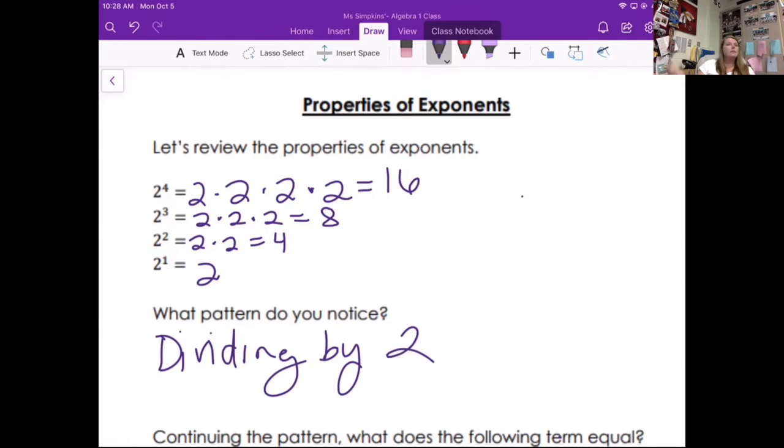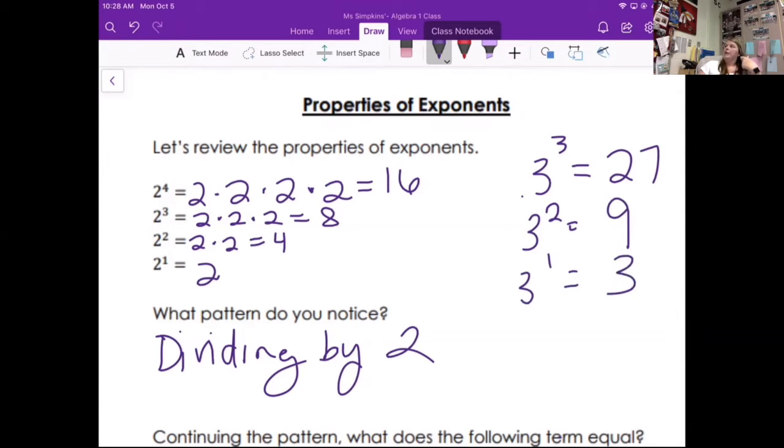So this isn't a question, but I just want to talk about this one. So if we have 3 to the 3rd power, 3 times 3 would be 9, times 3 again would be 27. 3 squared would be 9. 3 to the 1st would be 3. What are we dividing by this time? 3, right? Why do you think on the first one we're dividing by 2, but on this one we're dividing by 3? What's the difference between the two problems, Allie? The base is different. You're going to divide by whatever the base is. In that case, it was 2. In this case, it was 3.